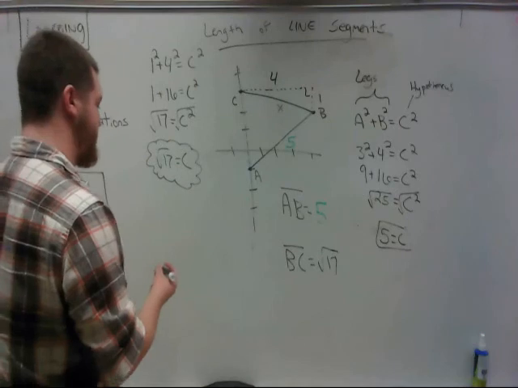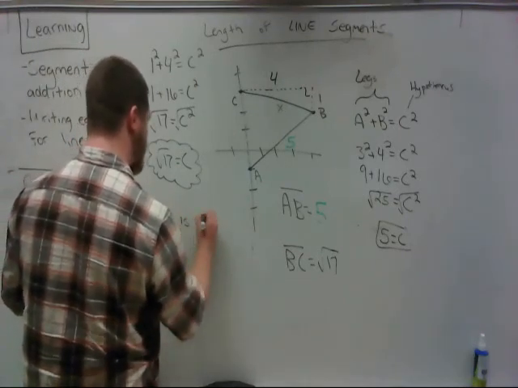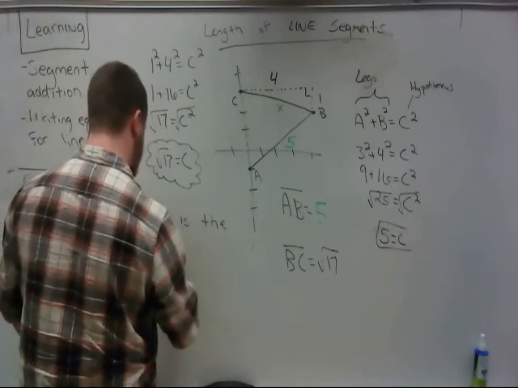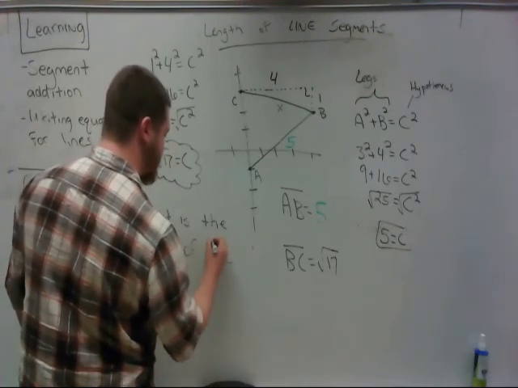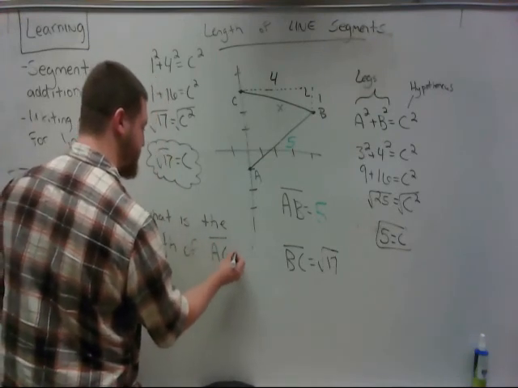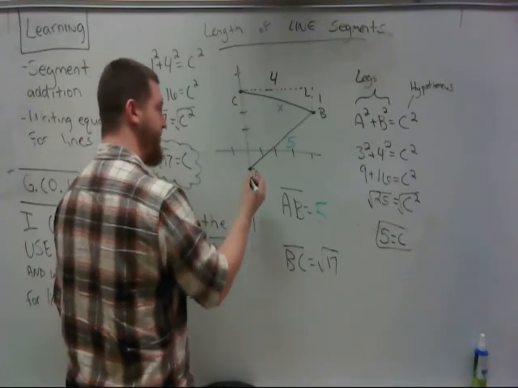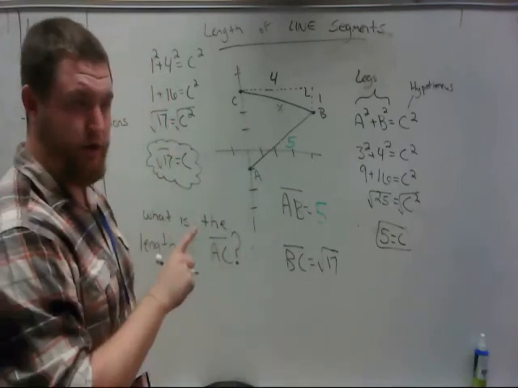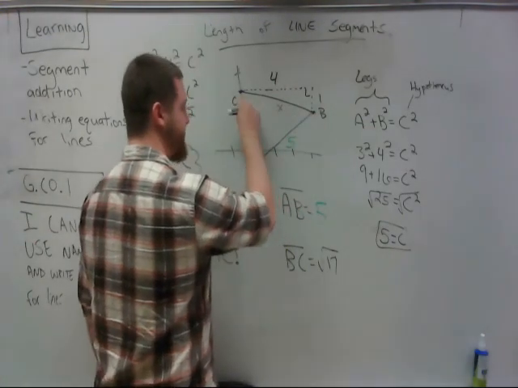Now, the question was, what is the length of AC? AC. So that is from here to here. But do I do a straight line? No, because there is no line segment there. I can only go where there are line segments. So I go from A to B to C.